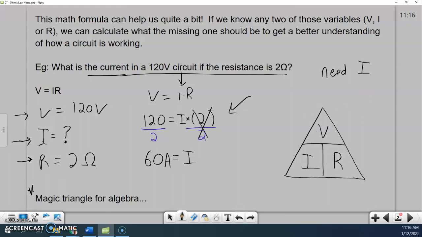If I needed to find voltage, it's I beside R. It's I times R. V equals I times R. If I needed to find resistance, it's V divided by I, because the V is on top, V over I. So this little magic triangle can be used to tell you your formula if you're not good at math. It's a little shortcut for finding the formula if you don't want to do it the algebra way.